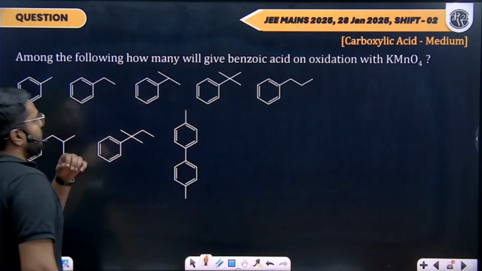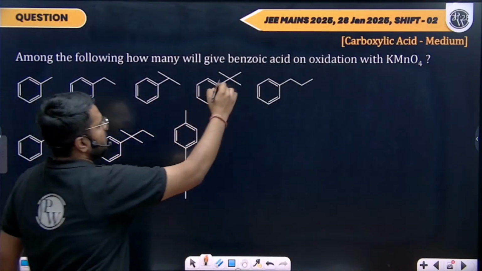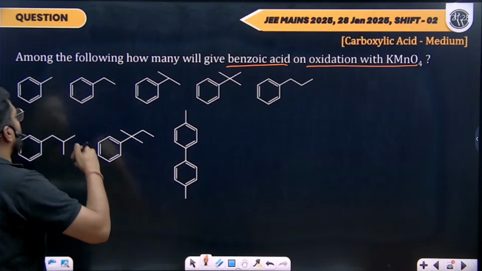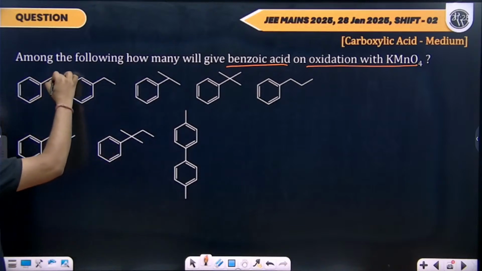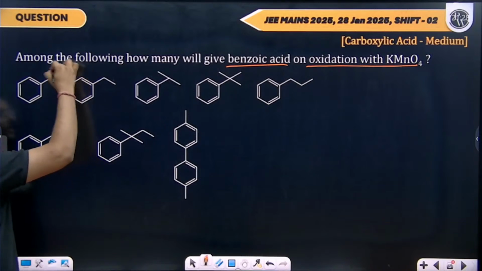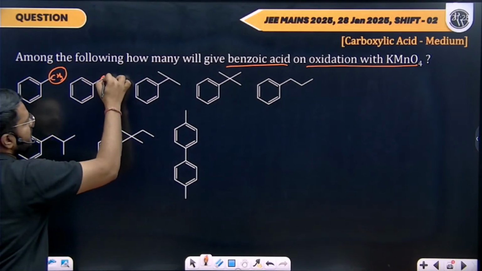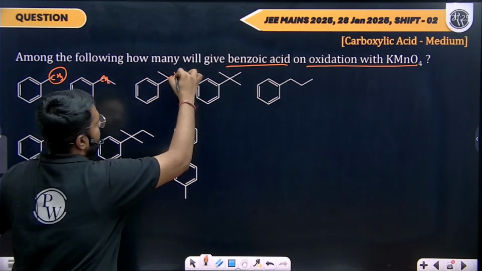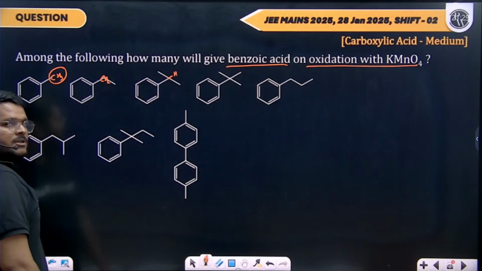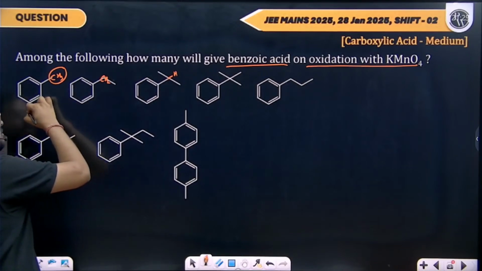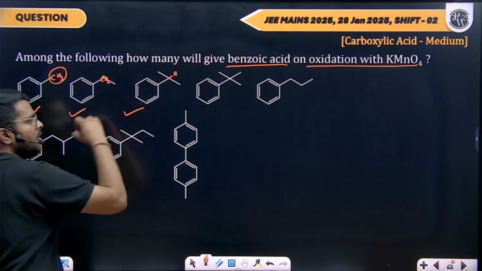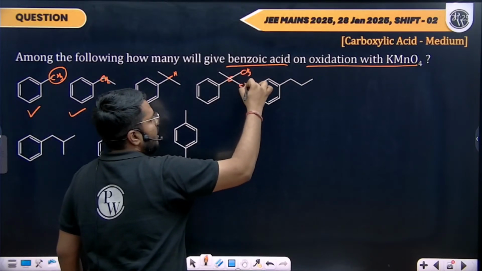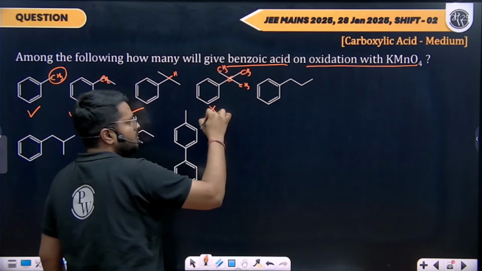In the second problem, among the following, how many will give benzoic acid on oxidation with KMnO4? Here we just have to check for alpha hydrogen. In the first case, there are 3 alpha hydrogens, so it can easily produce benzoic acid. In the second case, there are 2 alpha hydrogens, so again it can produce benzoic acid. In the next case there is 1 alpha hydrogen, so it can again produce benzoic acid. So the first, second and third can all produce benzoic acid, but in the next case there is no alpha H present, so it cannot produce benzoic acid.